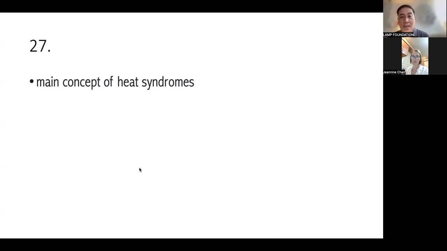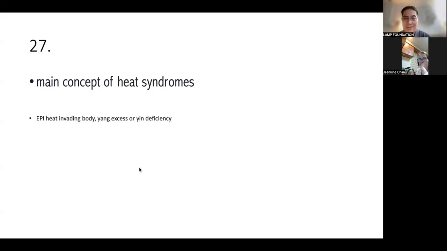Okay. What is the main concept of heat syndromes? Pathological change in the body which is caused by heat pathogen invasion. Yin shu and yang shi. Very good. Yin shu. Wow, talagang Mandarin siya. Okay. Yin deficiency or yin shu, yeah, yang shi.